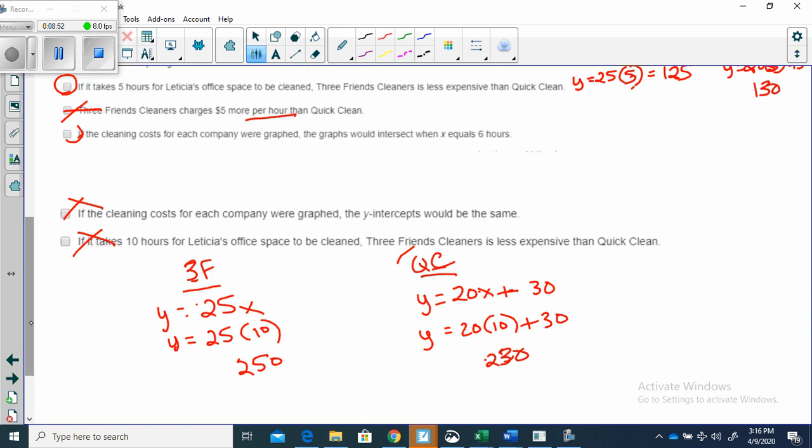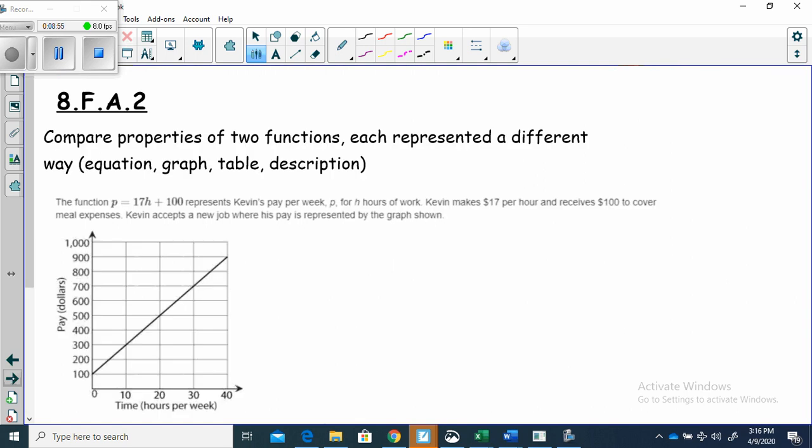Now, we're going to do another one where we're comparing properties of two functions, each represented in a different way. Remember, on the last one we did a description and a graph. This one we're going to do a table and an equation, so we can do one of each kind. The function P is equal to 17H plus 100 represents Kevin's pay per week, P, for H hours of work. Kevin makes $17 per hour and receives $100 to cover meal expenses, so $100 before he works any hours. Kevin accepts a new job where his pay is represented by the graph below.